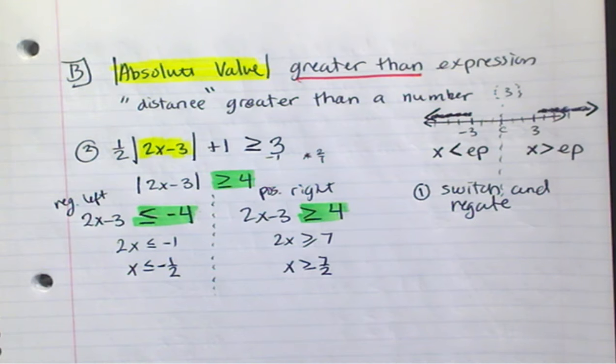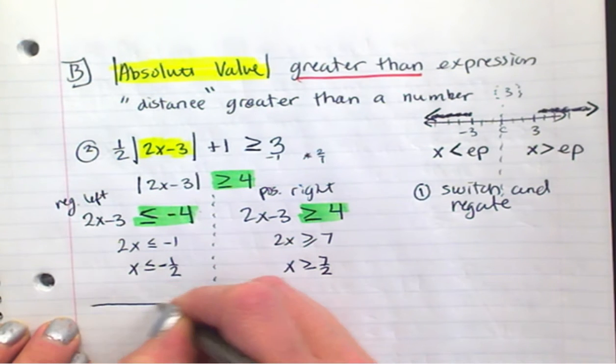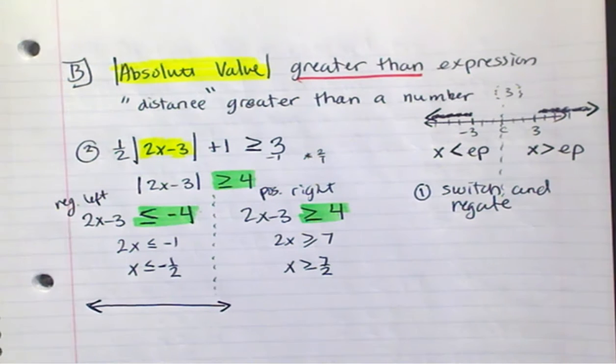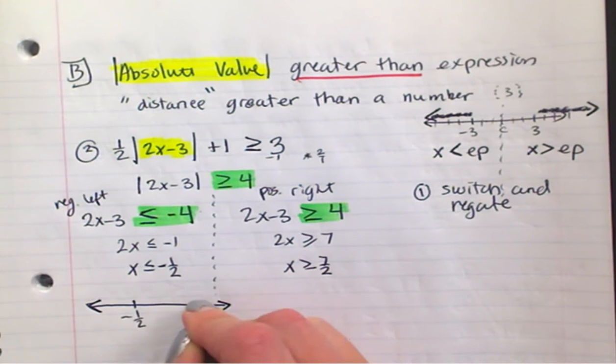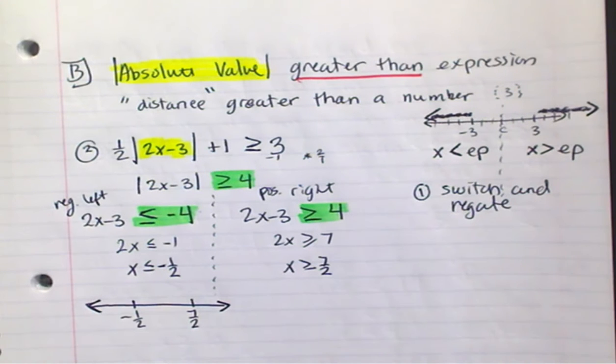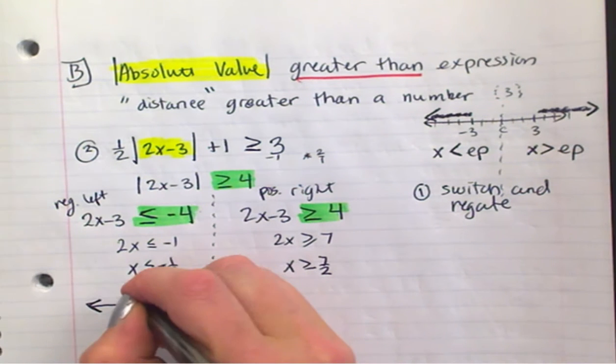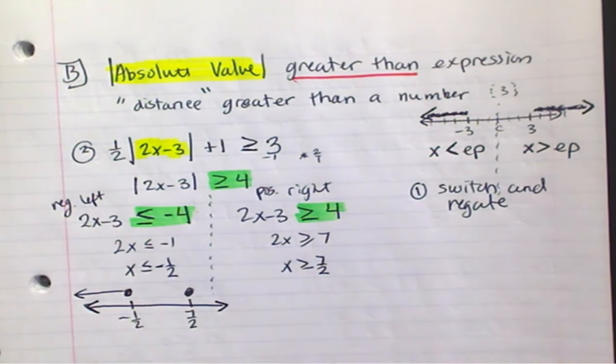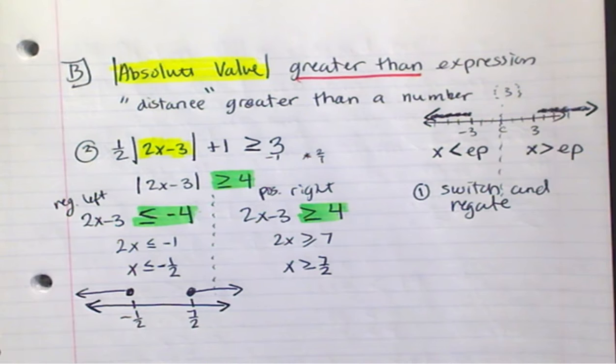All right, let's put it on a number line. In numerical order. Okay, closed dot this way. Closed dot this way. Are my distances greater than 4? Yeah, they are. They're going away. They're more than 4.